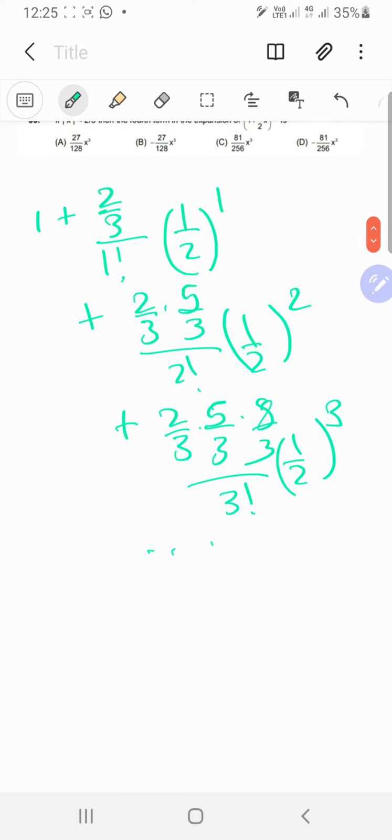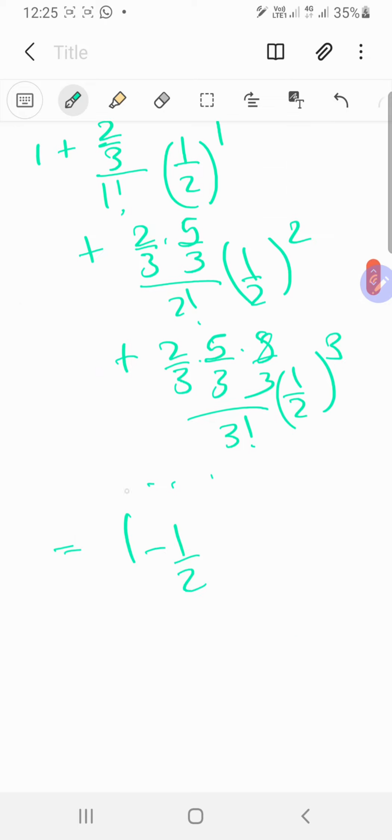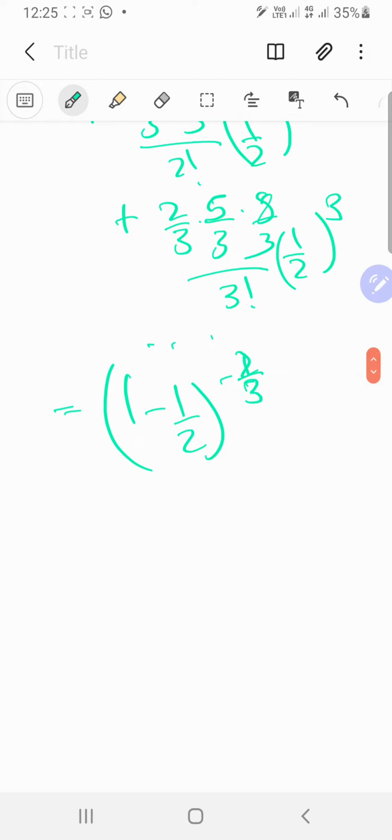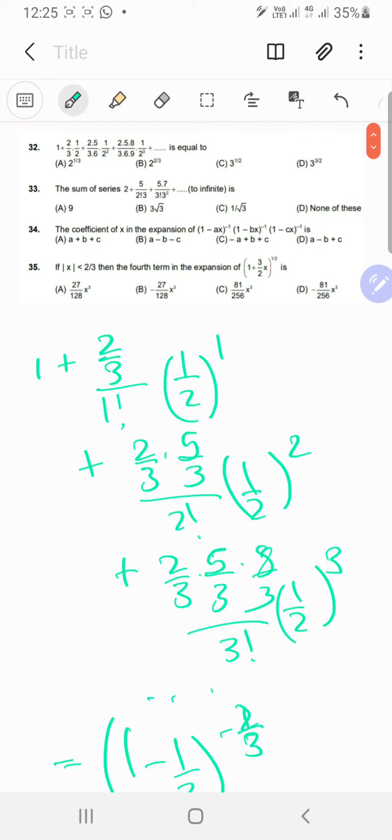So that's going to be equal to 1 minus 1 by 2 raised to the negative 1 by 3. No, wait, negative 2 by 3. So 2 by 3 power, right? That's going to be equal to half raised to the negative 2 by 3 power, which is actually 2 power 2 by 3, right? So that's nice. It's going to be 2 power 2 by 3. Okay, so what's the next question?